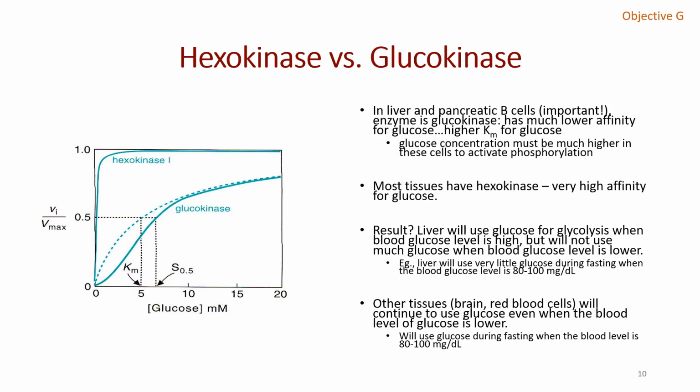I'm a red blood cell. I'm trying to find glucose. As soon as that glucose comes in the cell, I want to hit it with very high affinity, and I want to phosphorylate it to trap that glucose so I can get my energy.